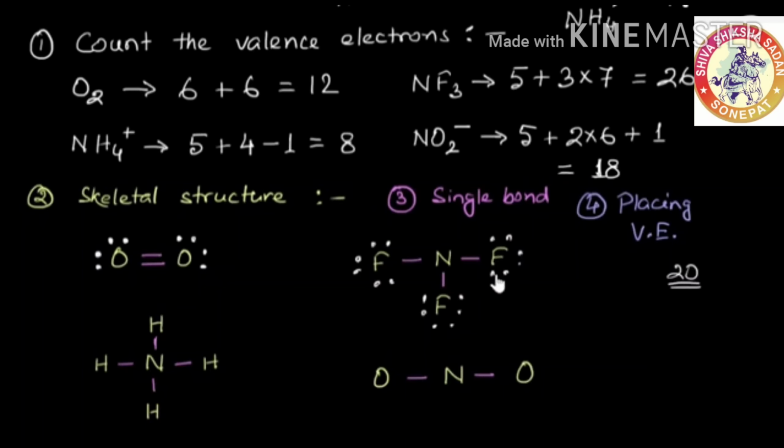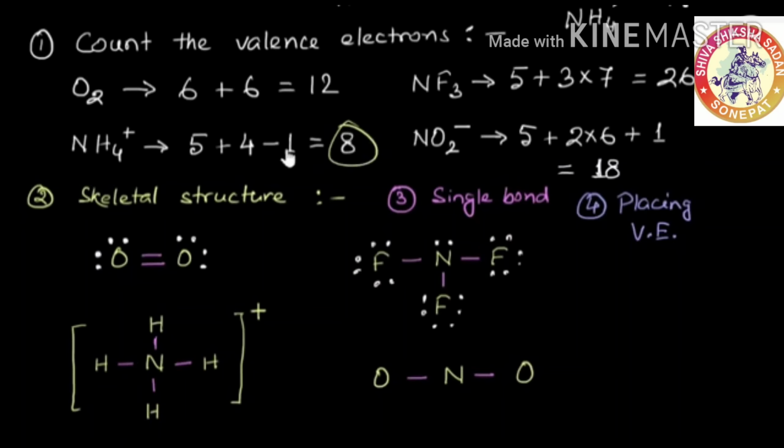These 6 electrons on each fluorine are non-bonded electrons or lone pairs of electrons. So the 2 electrons present on nitrogen are one lone pair. So the Lewis dot structure of the NF3 molecule is this. The next molecule is ammonium. This contains a positive charge, so put the positive charge on this molecule.